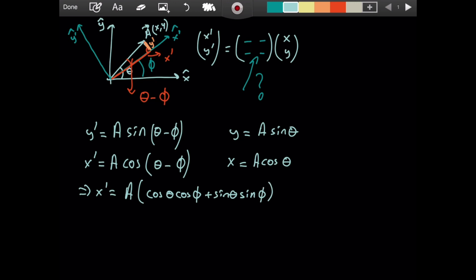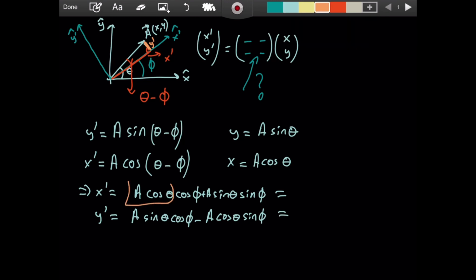And, well, let's get rid of the parentheses. This is going to be A, and here I need to rewrite it, plus A sine of theta. Okay, cool. What about y prime? Y prime is going to be A sine of theta cosine of phi minus A sine of phi. Let's write the cosine first because there's a nice pattern. Cosine of theta sine of phi. Okay. Fair enough.